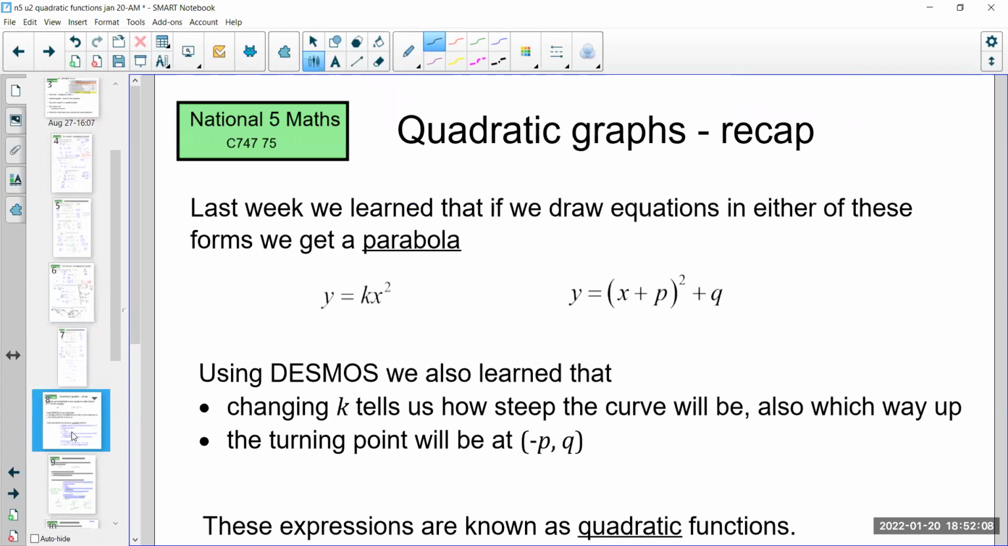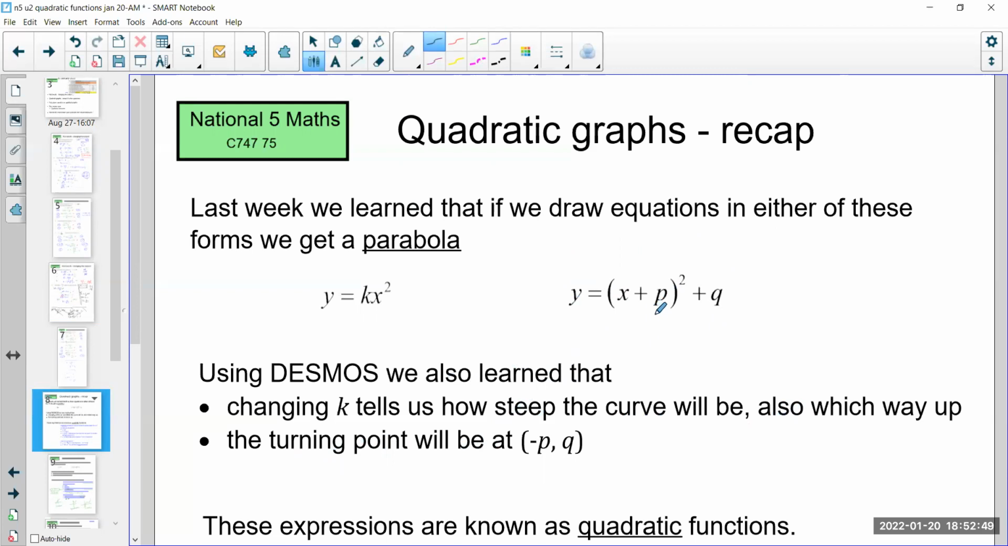So quadratic graphs is what you looked at last week. We learned that if we draw equations in the form kx squared, we get a parabola. And when you looked at using Desmos, changing k just changed the steepness of your curve. And then to find the turning point, we rewrote the equation using what we call completing the square.